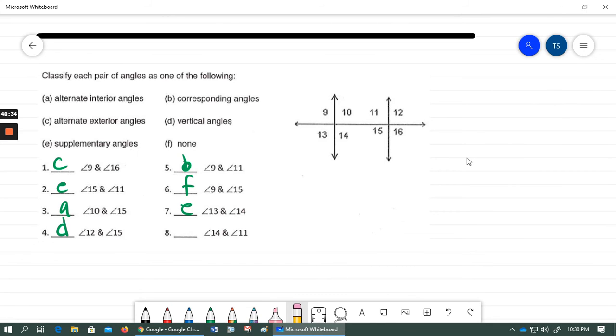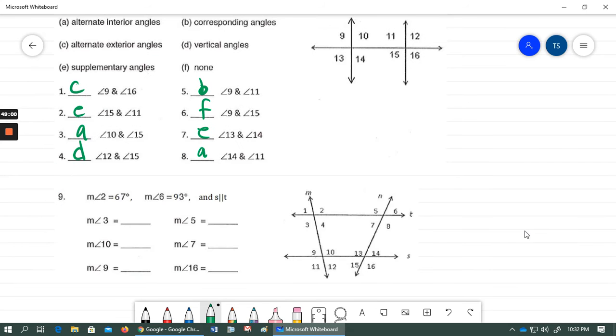I did try to explain that to you guys, my students enrolled in my classes, in our previous lesson about that. So again, angle 11, angle 14 are alternate interior angles. Now let's look at some actual examples dealing with angle measurements. Really, this is even before we look at equations.